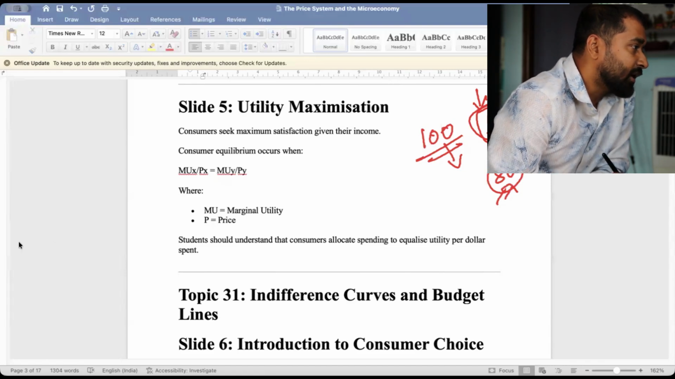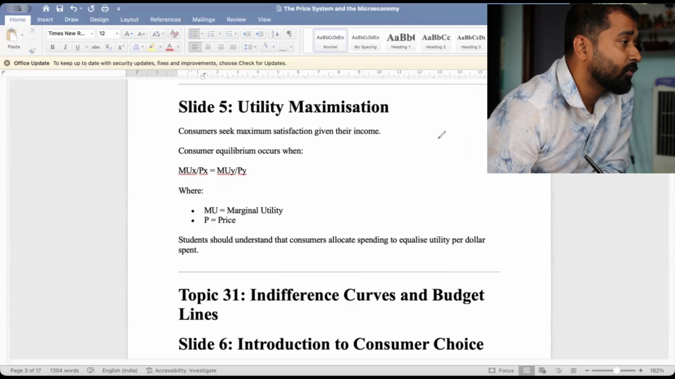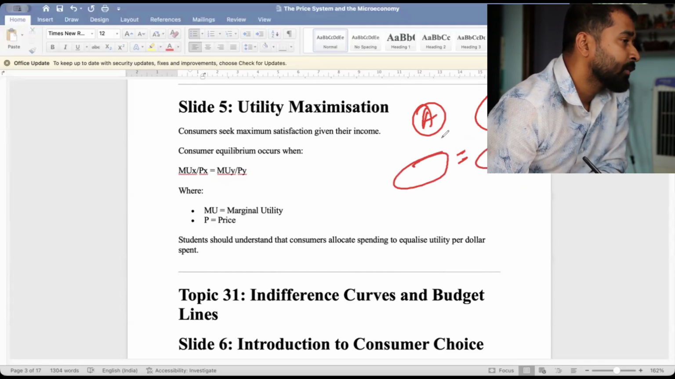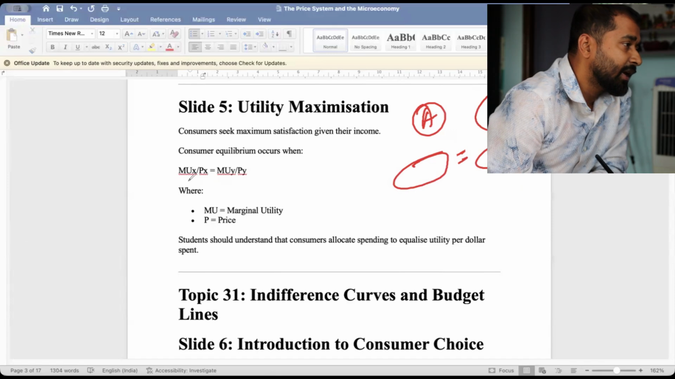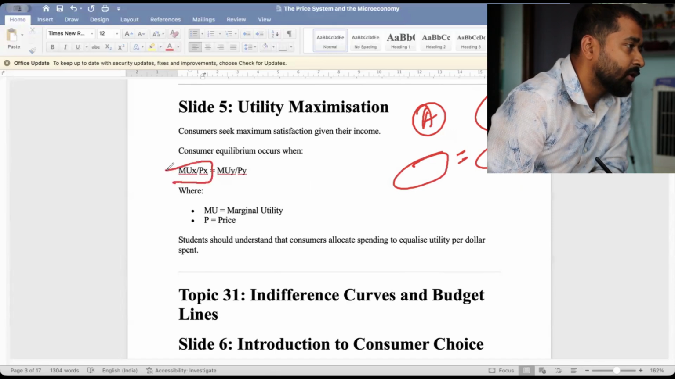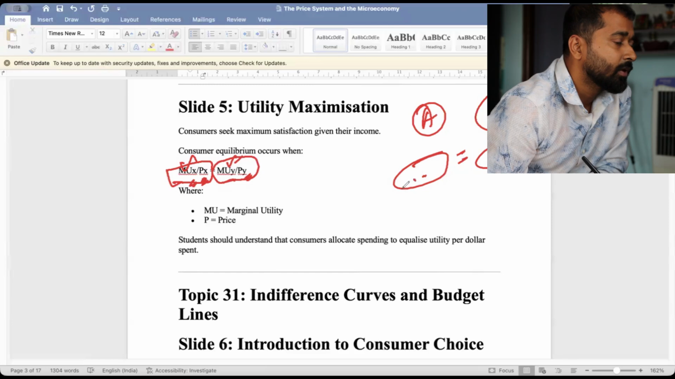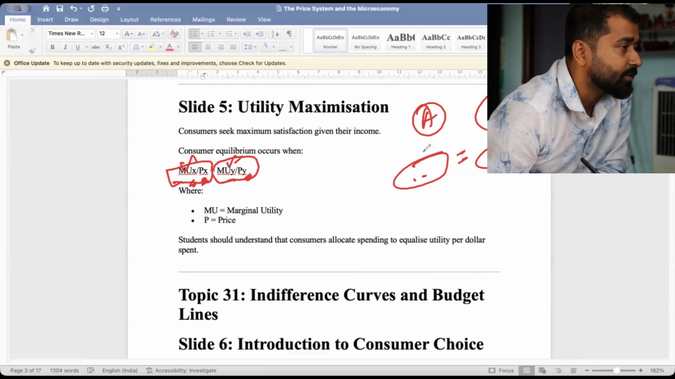So consumer equilibrium occurs. What is the consumer equilibrium? If you are purchasing two commodities, for example goods A and goods B, when both give you the same utility per rupee, that is known as your consumer equilibrium situation. Here it shows that the marginal utility of commodity X divided by the price of X equals the marginal utility of commodity Y divided by the price of Y. So you could find this marginal utility exactly similar for both. Now you are asking, sir, how will it be possible? Yes, it is possible. How?